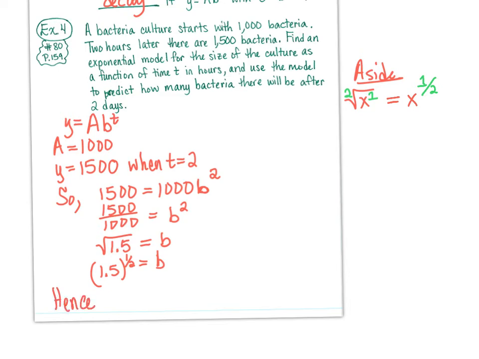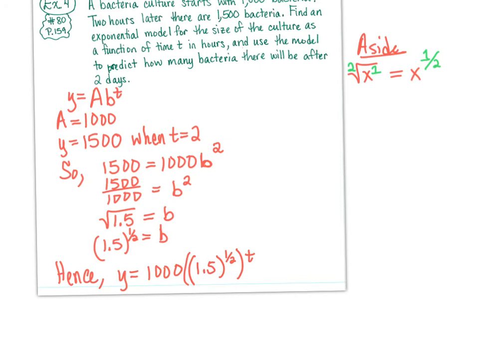Hence, we can say y is equal to 1,000 times, we know b now, so substitute in b. So it's 1.5 raised to the 1/2, all of that raised to the t. Or in other words, we can write that as 1,000 times 1.5 raised to the t over 2.